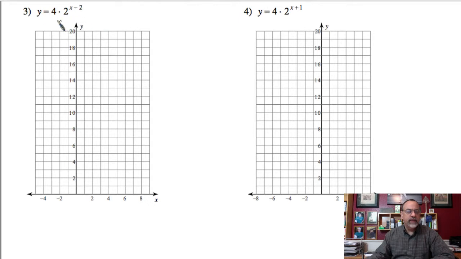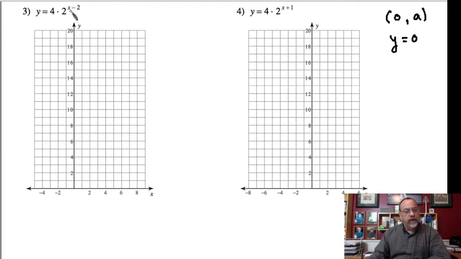In our next example, number 3, again, I want to get a mental picture of what we're doing. I see it's an exponential equation because the exponent contains the variable, which means I'm going to use the point (0, a) as a reference, and the line y equals 0, my asymptote, as a reference. Because there's a value being subtracted from the x variable, that's a horizontal shift, so x minus the shift.